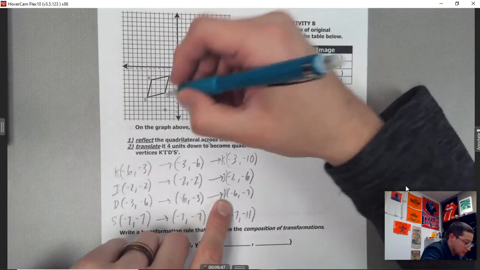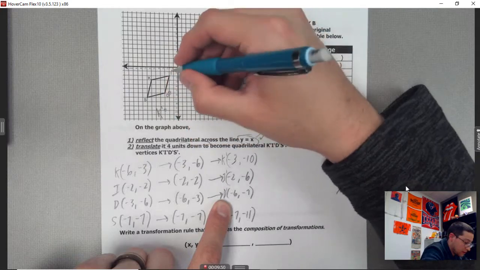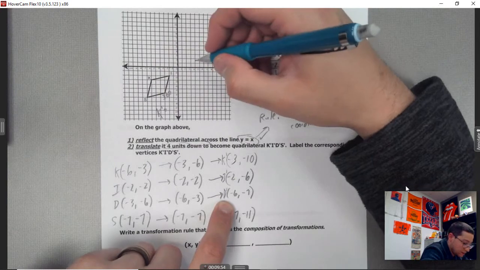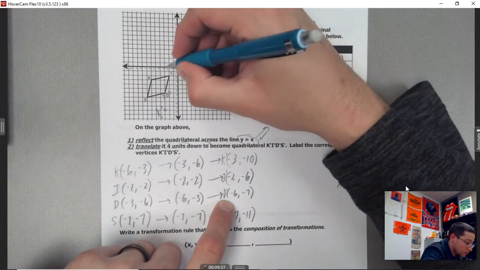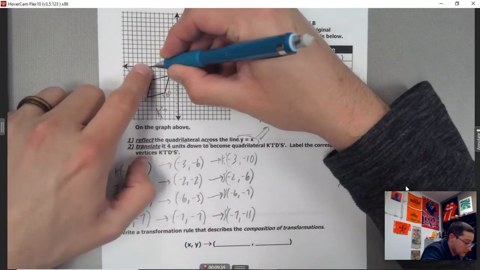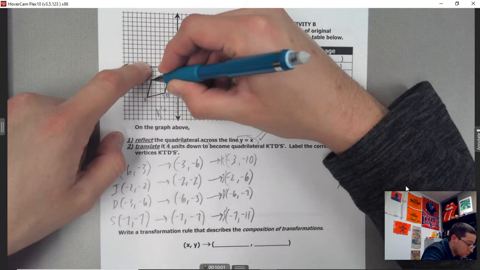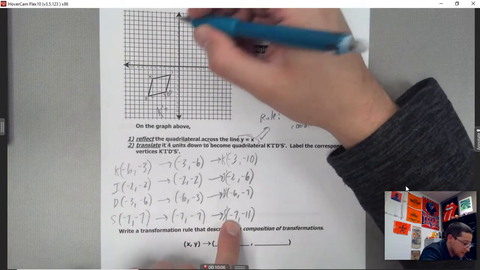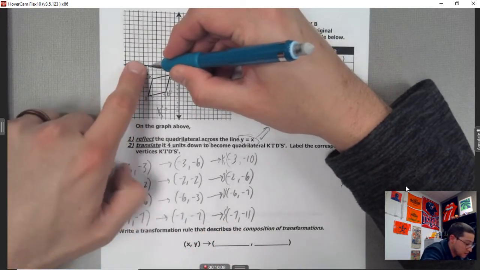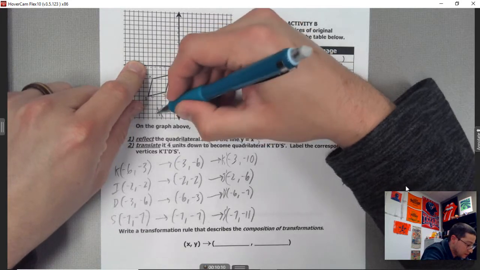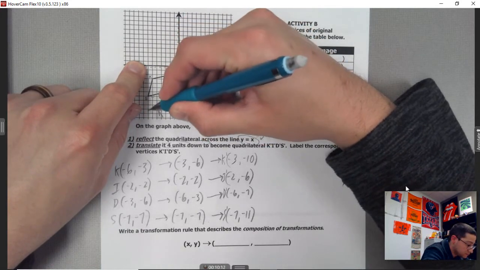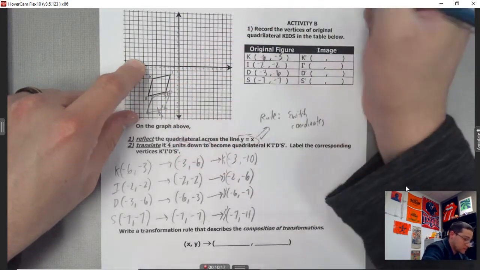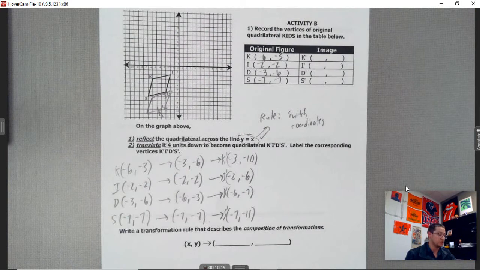And then we've got, let's label it K prime. That was I prime here. And we've got D prime. That's negative 6. 1, 2, 3. And then down 7, 1, 2, 3, 4. And then S prime, negative 7, negative 11. So there's my negative 7. Negative 11 is down here. So that's going to be your composition of transformation shape there.